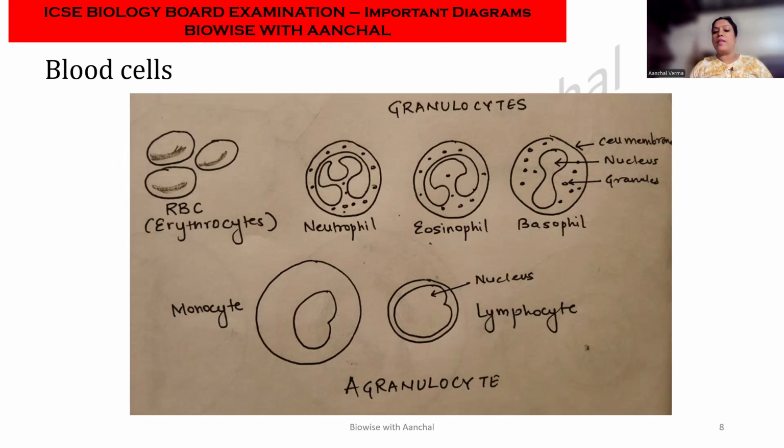For a granulocyte, by the size you can see monocyte is the largest WBC and lymphocyte has got the largest nucleus. Lymphocyte, large nucleus. Monocyte, large cell.